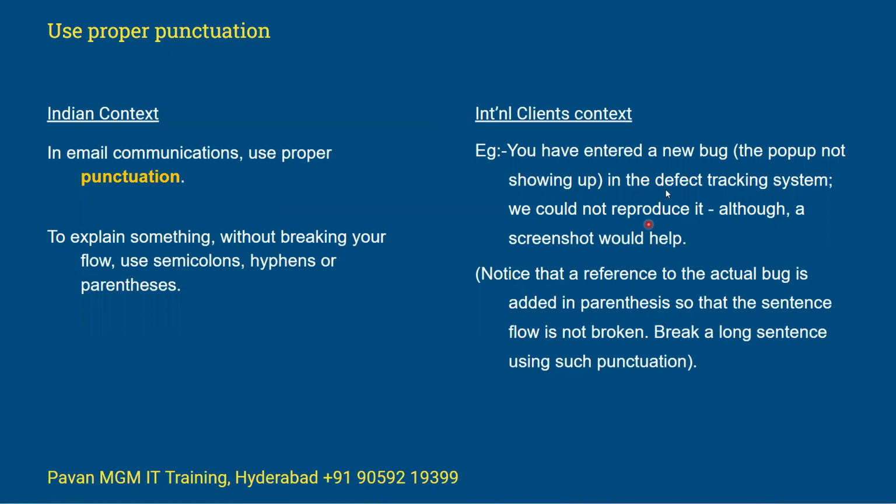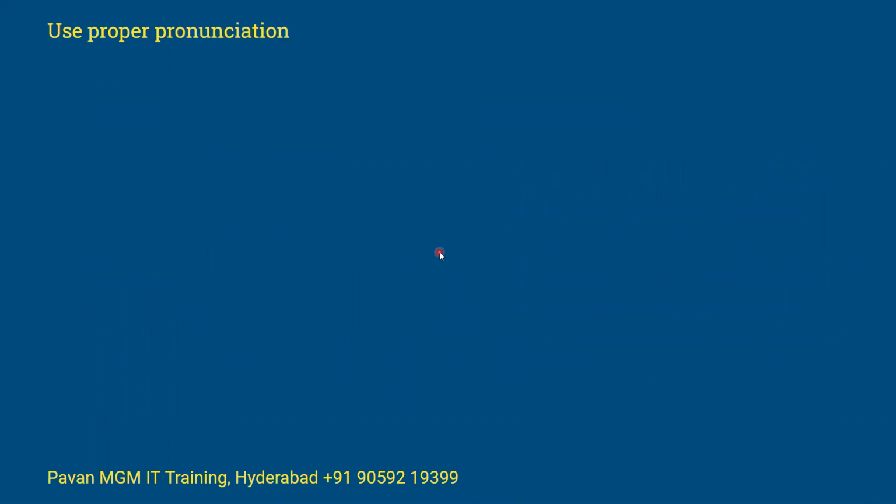Clear. Here you can notice that a reference to the actual bug is mentioned in the parentheses so that the sentence flow is not broken, and also break a long sentence using such punctuation. All right, let me move on to the next slide.